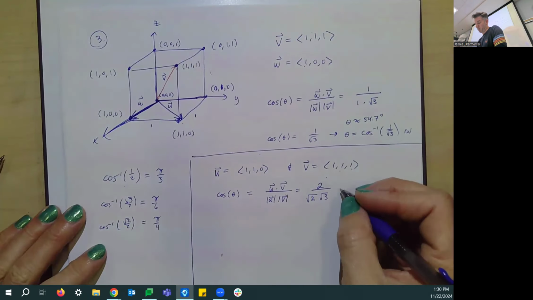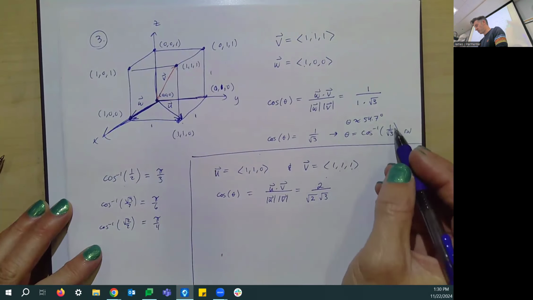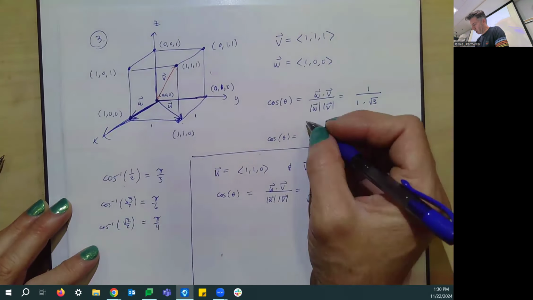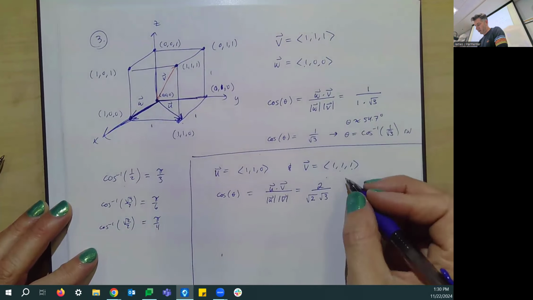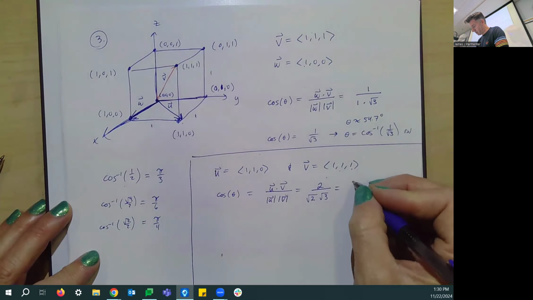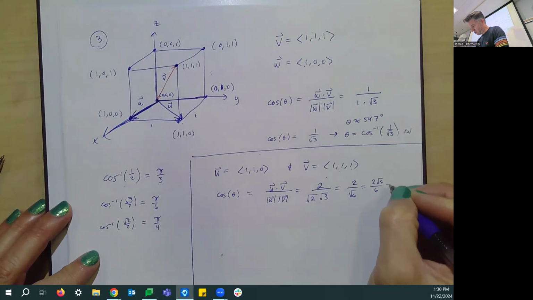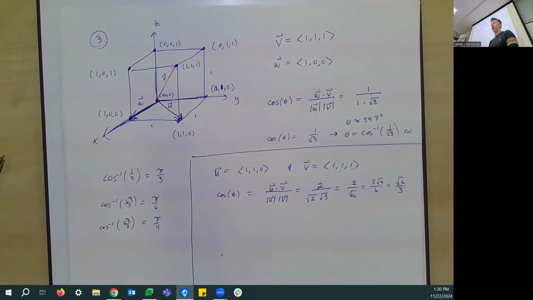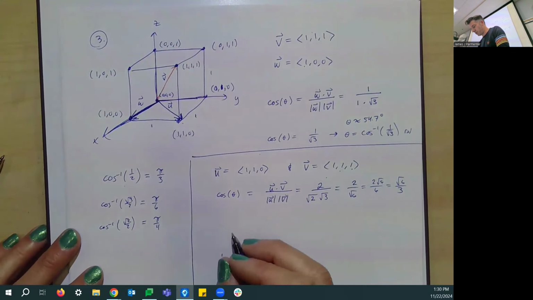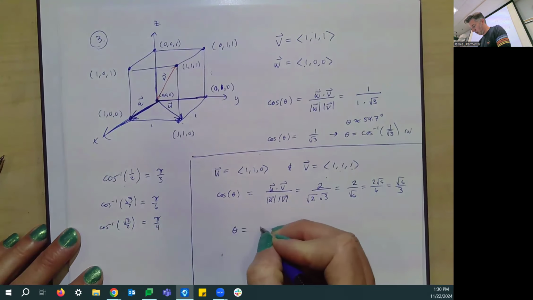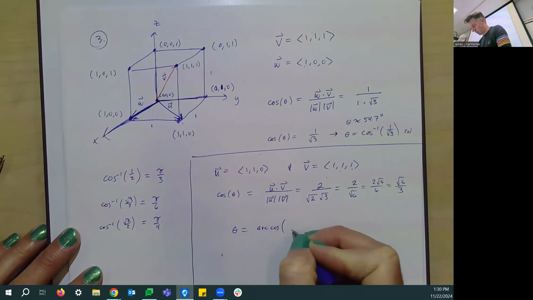Here I didn't rationalize that because I didn't feel like I needed to, but you could have said it was root 3 over 3. Here, for some reason, I feel oddly compelled to rationalize it. This is 2 over root 6, which is 2 root 6 over 6, which is root 6 over 3. No good reason to do that. I just felt like I should. So then our angle is going to be the arc cosine, or the inverse cosine, of root 6 over 3.